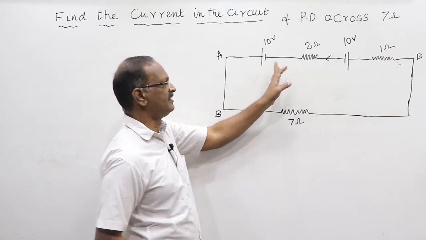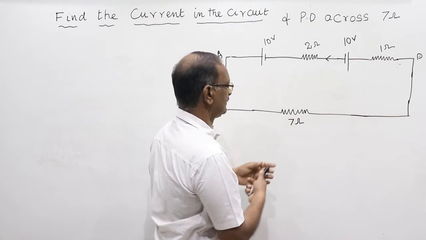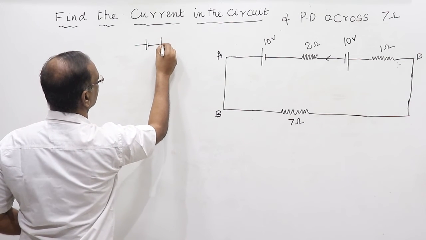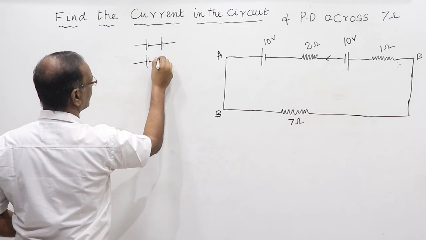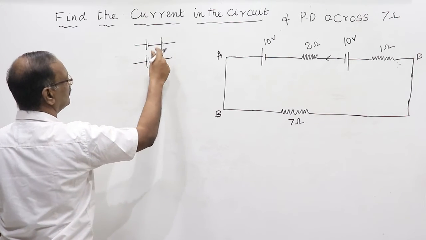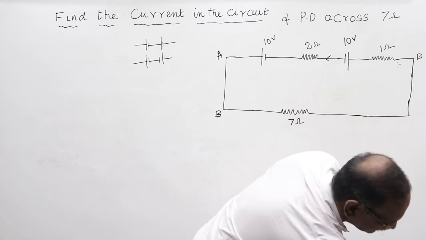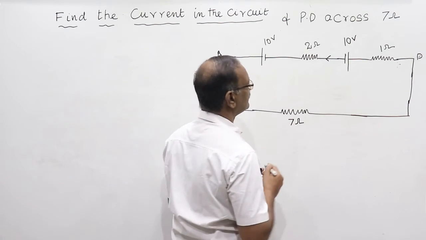In this problem, the circuit is the same, the only thing is that this battery and this battery are reversed. Earlier it was like this, now we made it like this. So the polarity is reversed, that's all. Now let us see what happens.